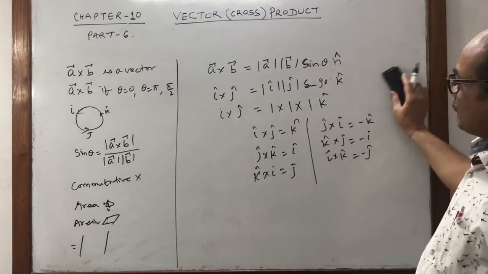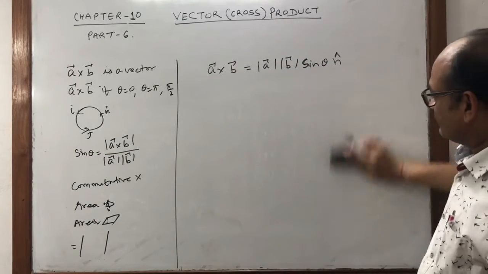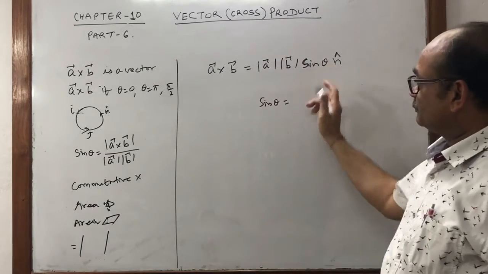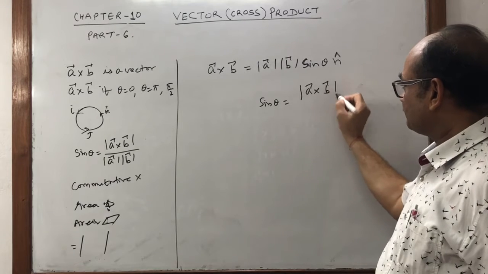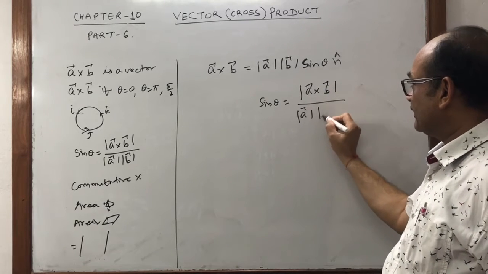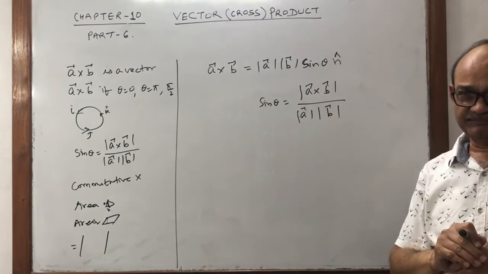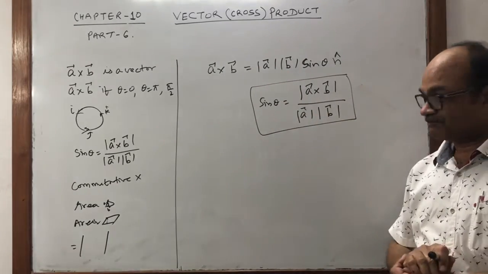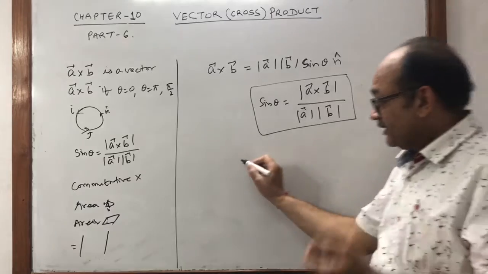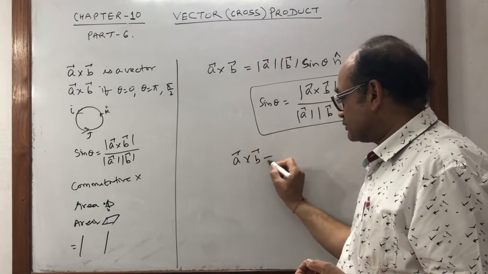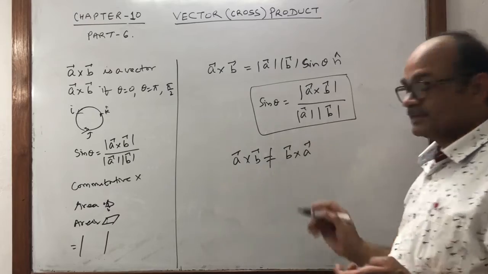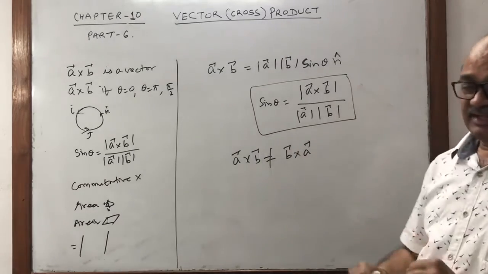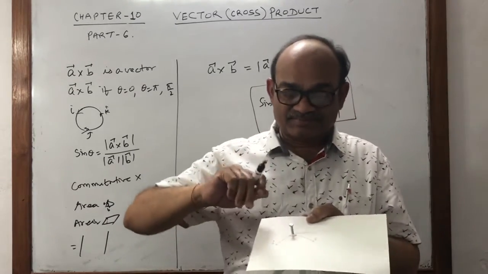Next point is, suppose I want to calculate sine theta from the same formula. Then sine theta equals magnitude of A cross B divided by magnitude of vector A and magnitude of vector B. This will be the formula when you want to calculate sine theta from cross product. Now its application. A cross B is not same as B cross A. Reason is very simple. Because it is a vector quantity and it is again a vector quantity, and what we have started initially, A cross B.